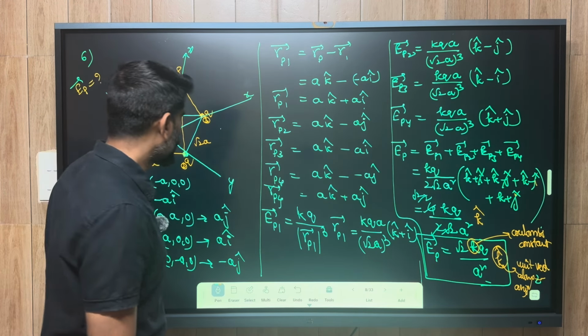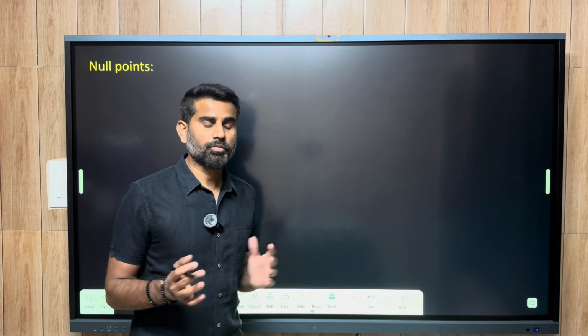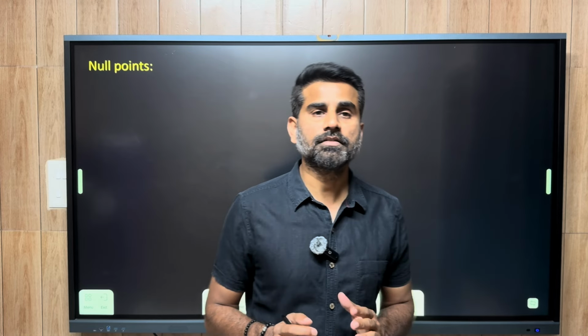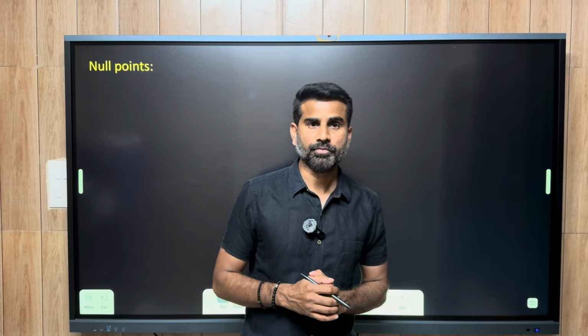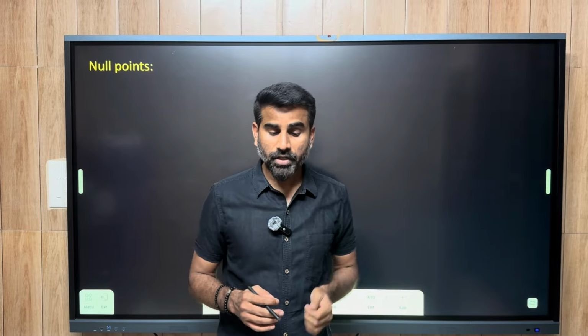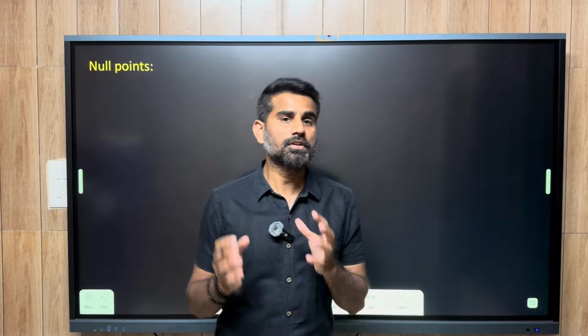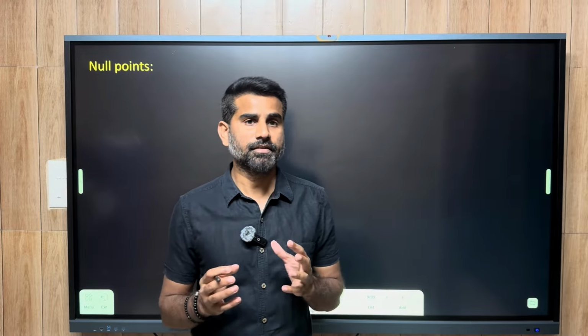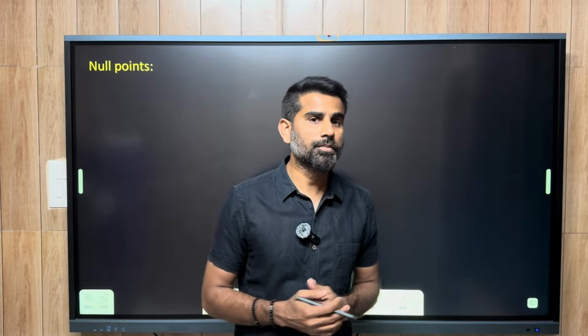Okay, let's move on to the next example here. Null points. We have already learned this concept in the Coulomb's law equilibrium lecture. In that lecture we understood that the net force acting on the third charge, which is placed between the two charges or beyond the two charges, can possibly be zero.